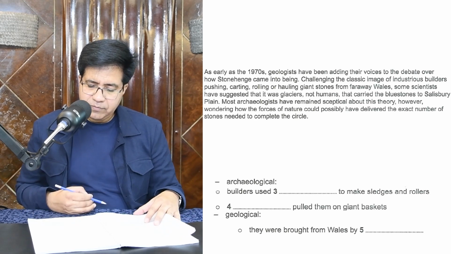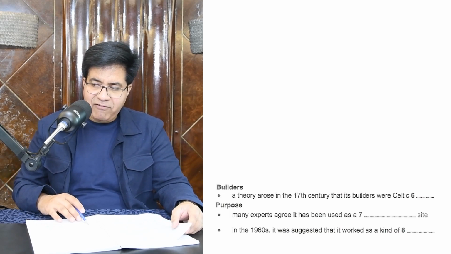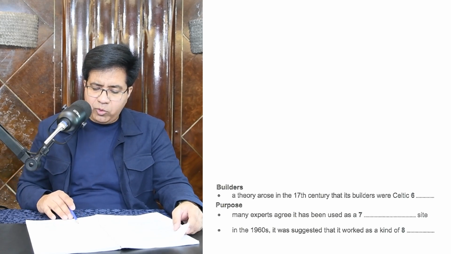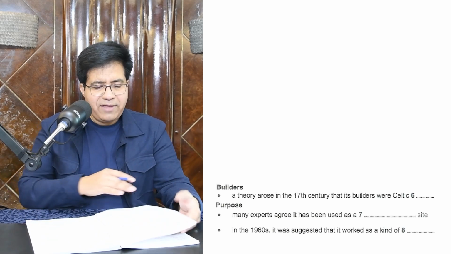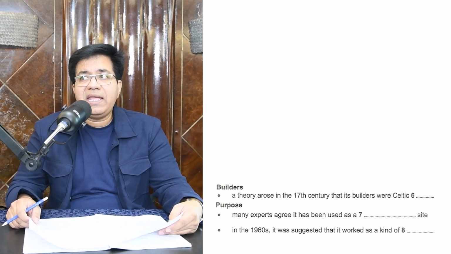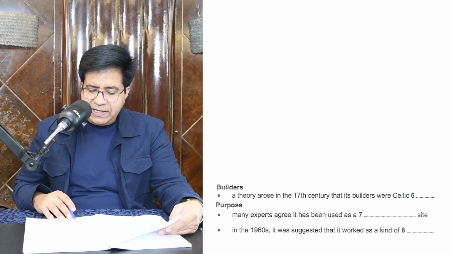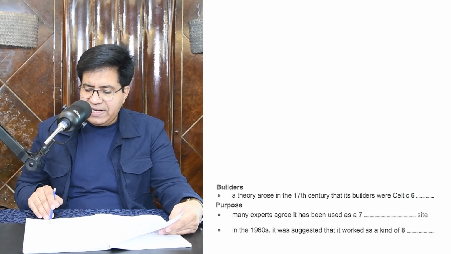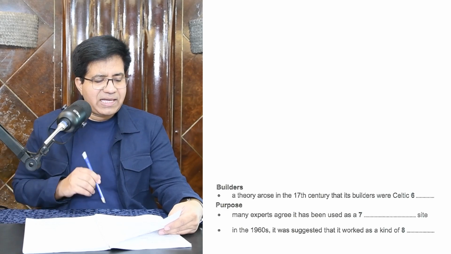All right, next we've got stage 3. And then we have builders. Stage 3 and builders. A theory arose in the 17th century. Look for 17th century. Second page, second paragraph. So it's a good idea to locate the answer, then read the question. A theory arose in the 17th century that its builders were Celtic dash. Now Celtic what? Okay, let's come back.